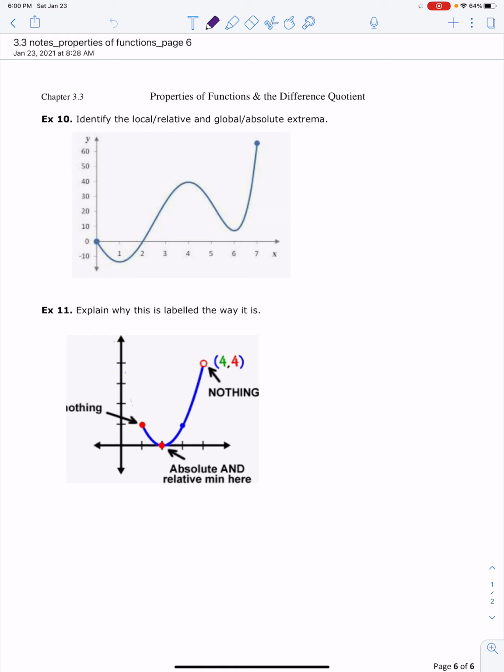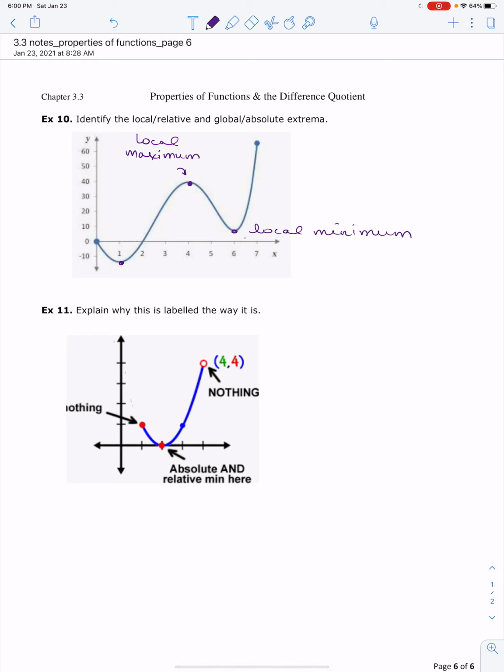Okay, so we do have a local maximum right here. And we're not even going to worry about identifying the values. It's larger than everything around it. It's that top of a hill that makes it a local maximum. We've got a local minimum right here. Smaller than everything around it.